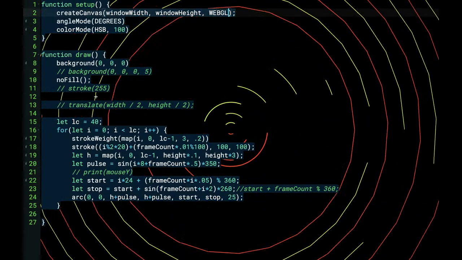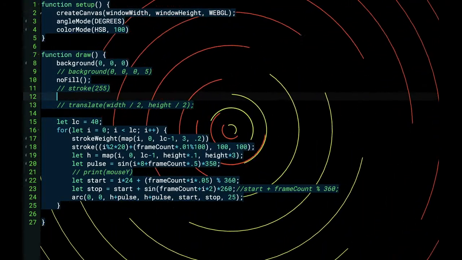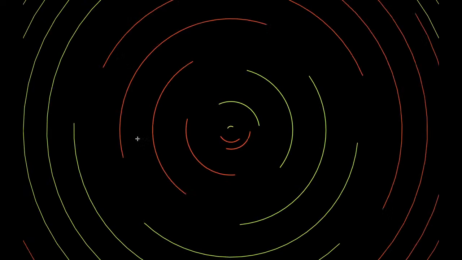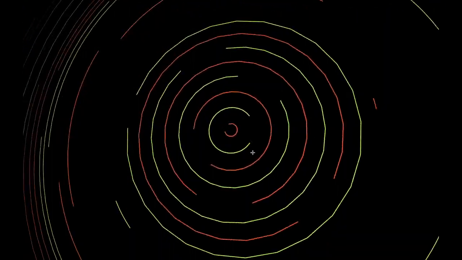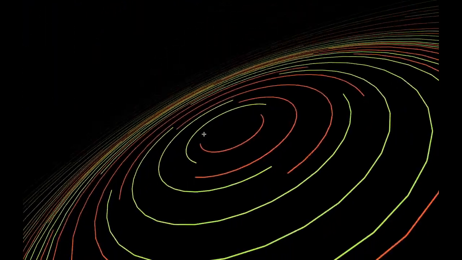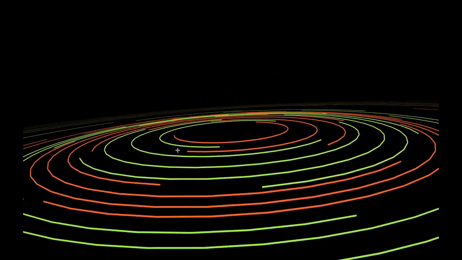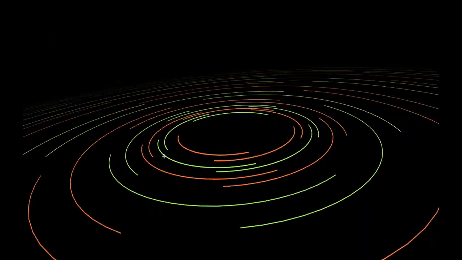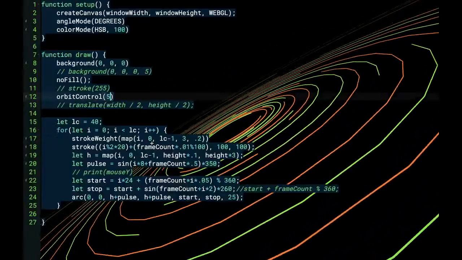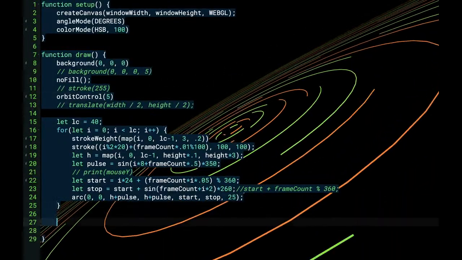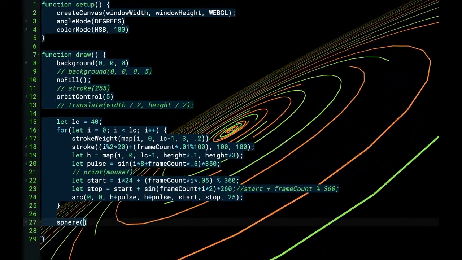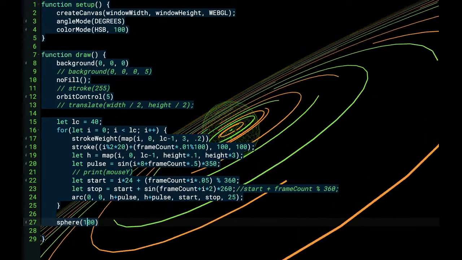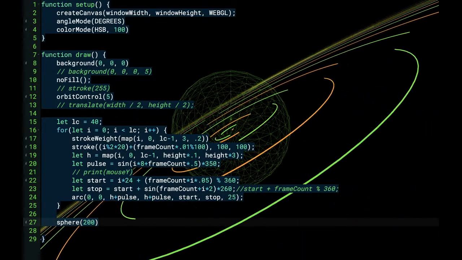Okay, and because we're in WebGL now, we could do all kinds of fun things like orbitControl, which is the favorite thing to just quickly throw in there because we're in 3D, so now we get to go and check out that cool space. And now we could turn this into a fun Saturn rings thing by just adding one sphere in the center. Sphere 100 is probably big enough. No, it's not. Yes, it was.